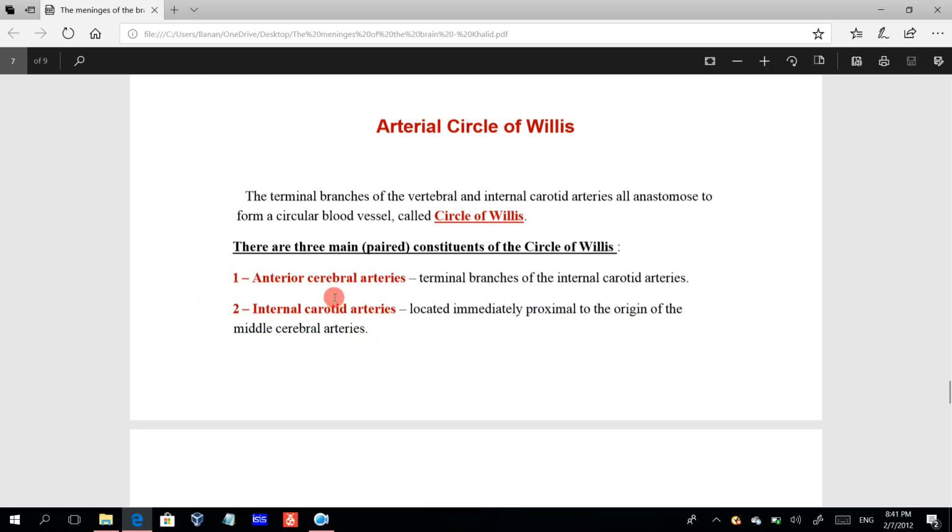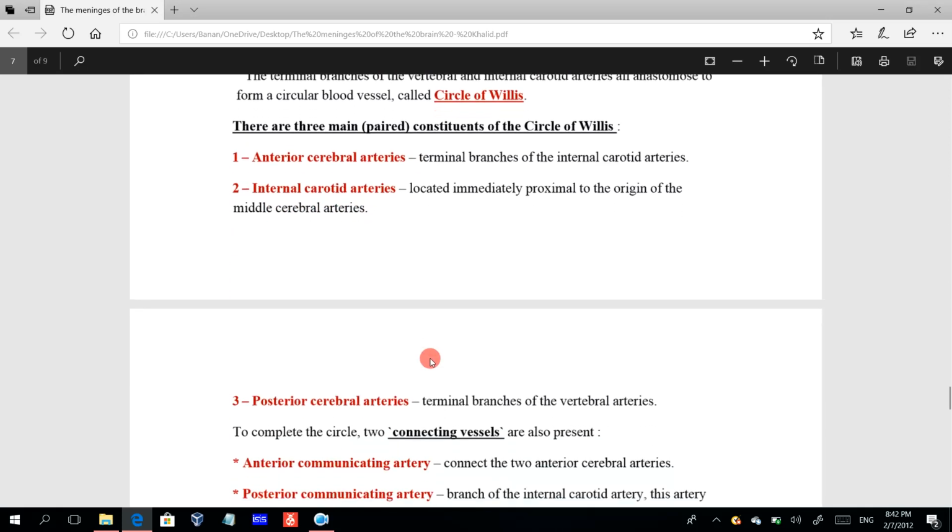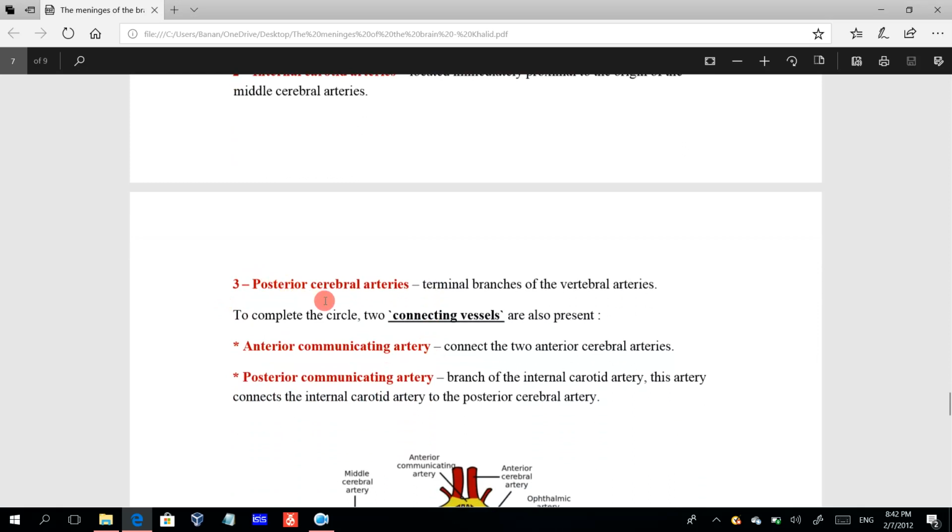So, anterior cerebral arteries, internal carotid arteries, and the posterior cerebral arteries. And of course, as we said, the posterior cerebral arteries are the terminal branch of the basilar artery. To complete the circle, these are paired arteries, right and left. To complete the circle, the circle of Willis, we need two connecting vessels.